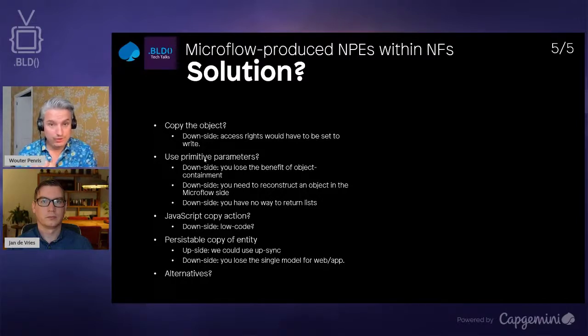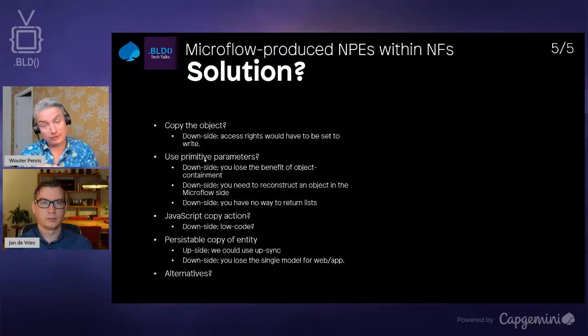So we had 2 further ideas which we haven't been able to explore yet, or at least we haven't decided to explore. A JavaScript copy action could be an option in which you write actual code to copy the object. The downside of that is that you're losing your low-code benefit, right? We're actually adding code, and what if there are updates to either the JavaScript library or to Mendix itself? Will that be future-proof? So that's also something that we decided was not a proper option in this case.